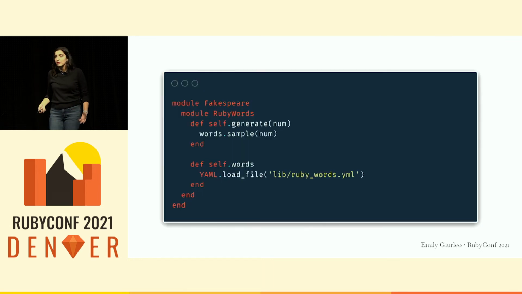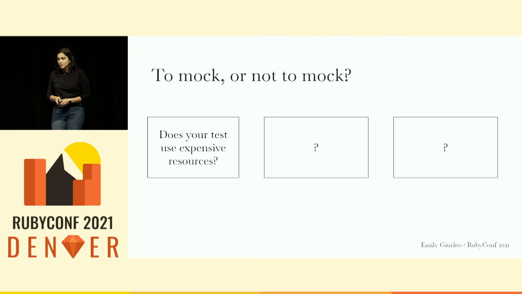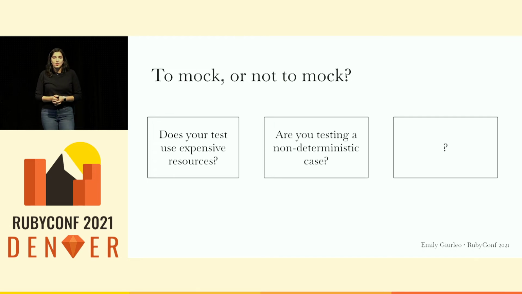And I even took my own advice here. I extracted those randomly generated Ruby words into their own module, which I called Ruby words, and that made it really easy to mock. So in this section, we talked about how mocking can take a non-deterministic case and create deterministic tests for it. And I think that leads us to the second question we can ask ourselves when we're deciding to mock or not to mock. And that is, are we testing a non-deterministic case for our code?